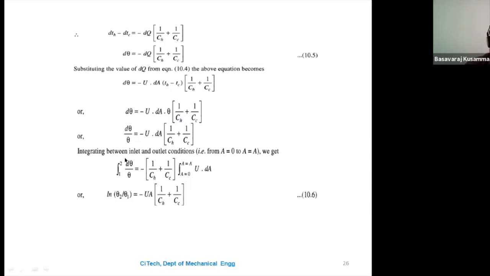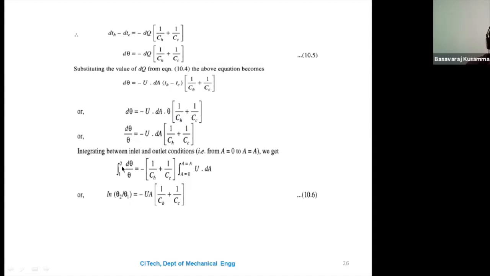So integrate the above equation from 1 to 2: dθ divided by θ is equal to minus (1 upon CH plus 1 upon CC) times the integral of U dA. Because it's dA, you have to integrate over area, from 0 (initial area) to A (final area). U is a constant, so take it outside. Then the integration of 1 upon θ is ln θ.